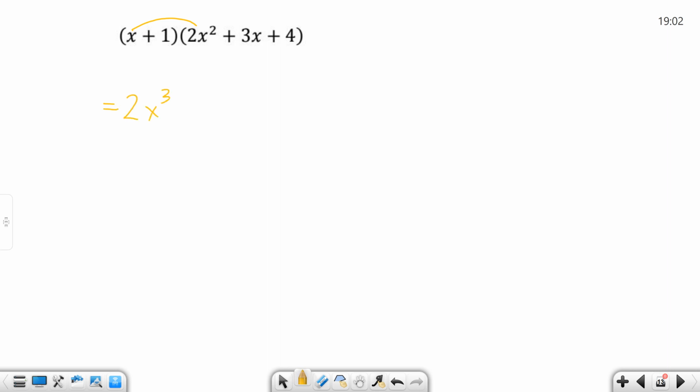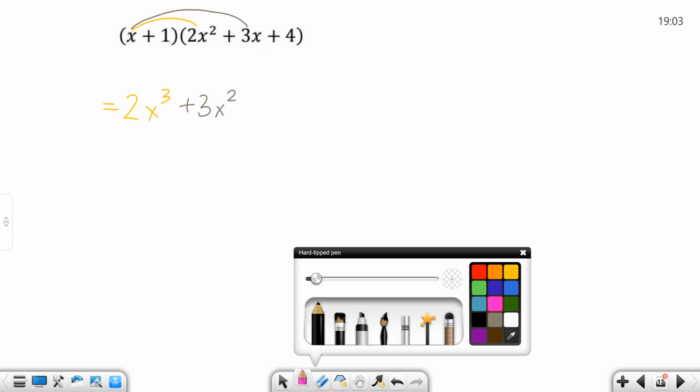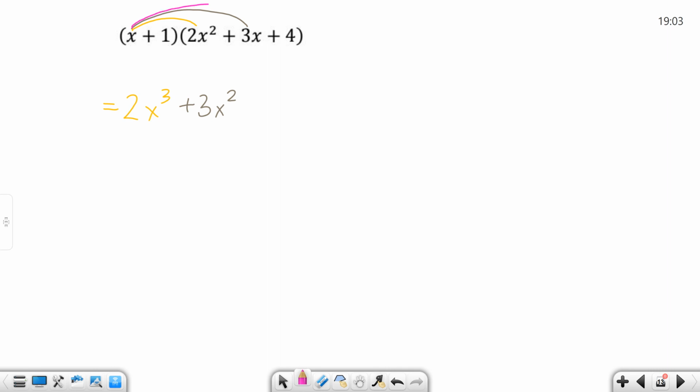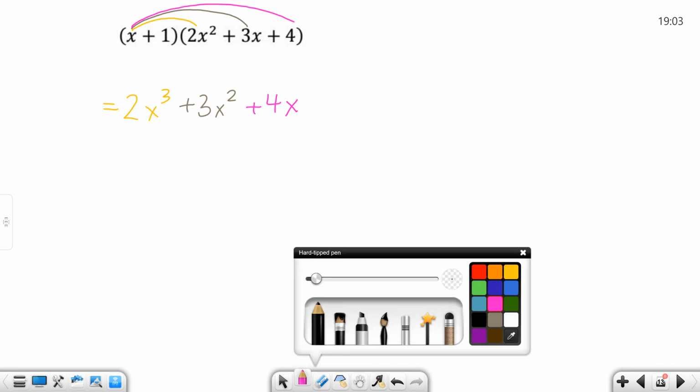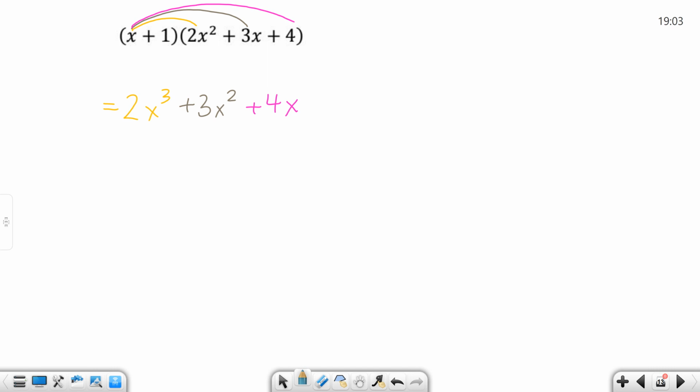2x to the third. And I'm just going to do each one of these in a different color to show here. The x now times the next term. X times 3x is going to be plus 3x squared. And then we're going to take this x and multiply it times the plus 4, and we're going to get plus 4x. And then we're going to come in here and say, okay, 1 times 2x squared is going to be plus 2x squared.